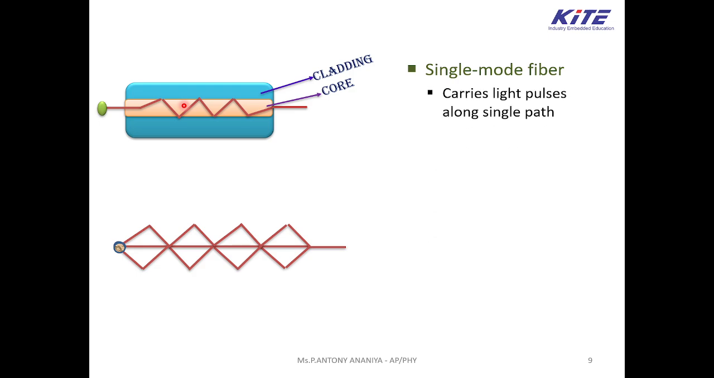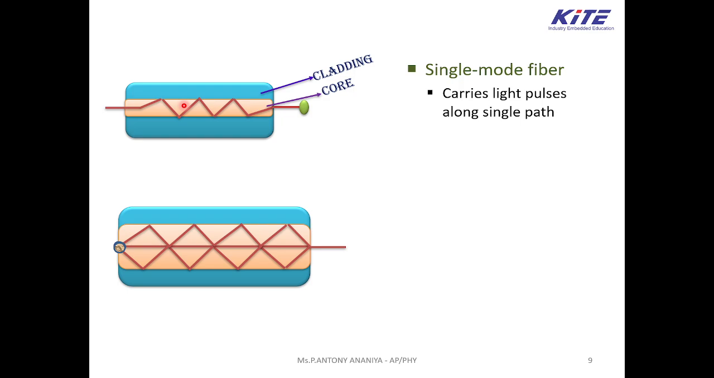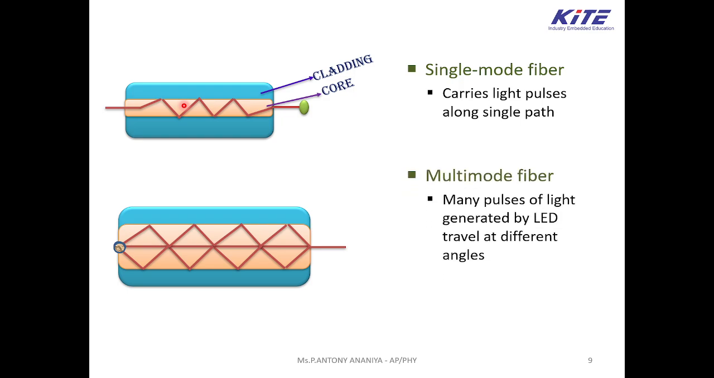So light travels through the modes, right? This is only one mode. And the second one is multi-mode fibers, right? This is the core, and the second one is the cladding. And here we have many modes. So these are the many modes.